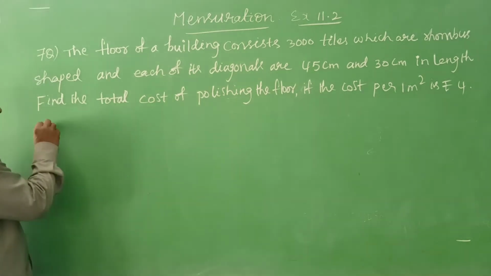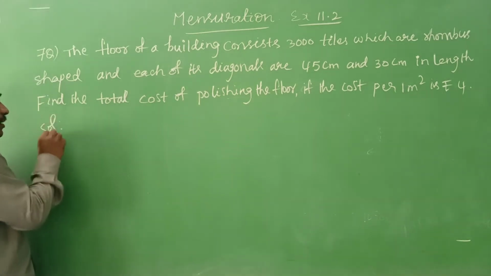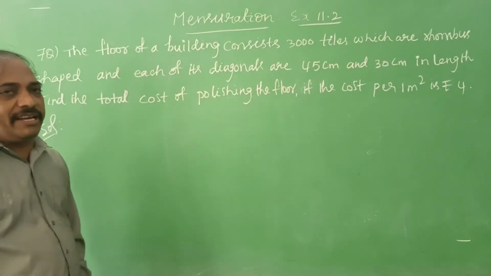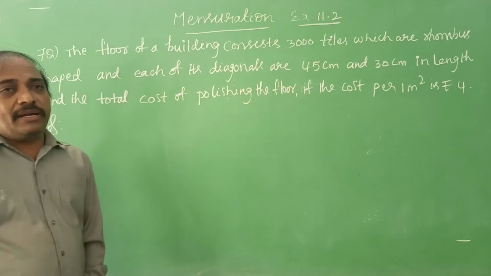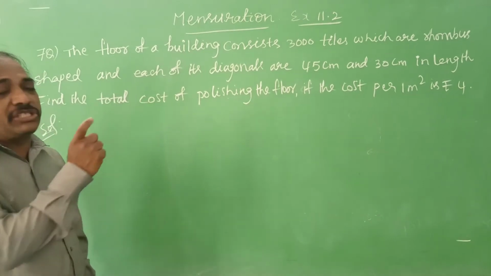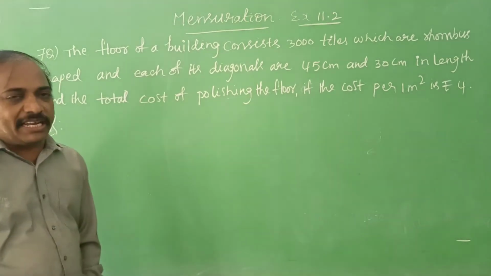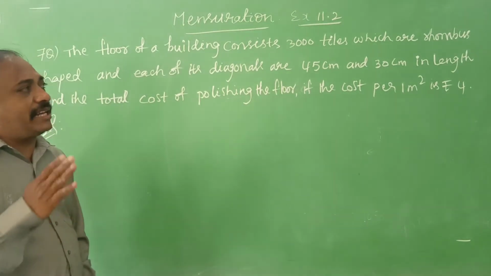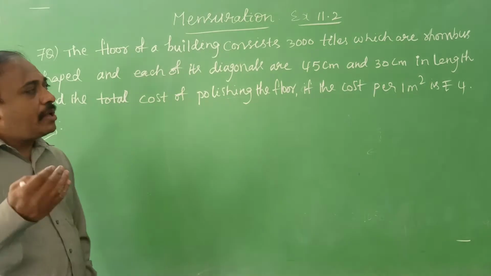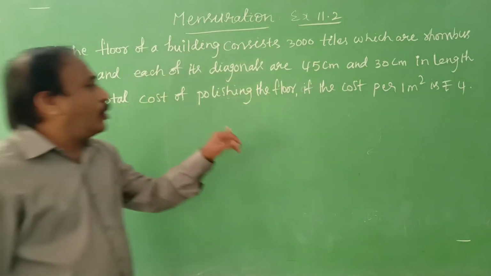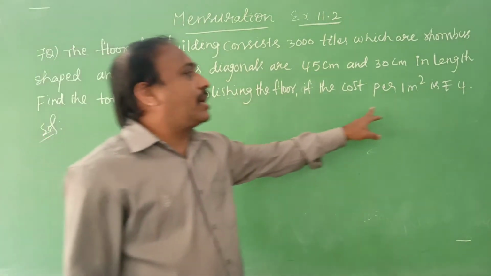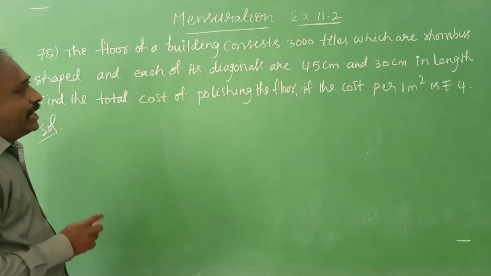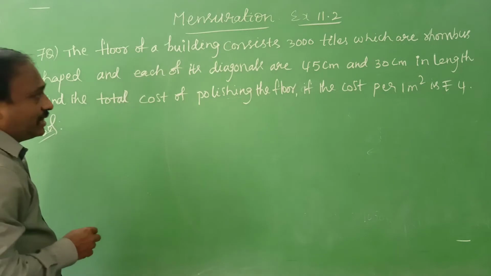So, the shape in the figure is given as a rhombus and the diagonals are given. Each rhombus has diagonals 45 and 30. How many tiles are there? Not 30, 3000 tiles are there. So, what is the cost of polishing the floor if the cost per 1 meter square is rupees 4? So, let the number of tiles be 3000.